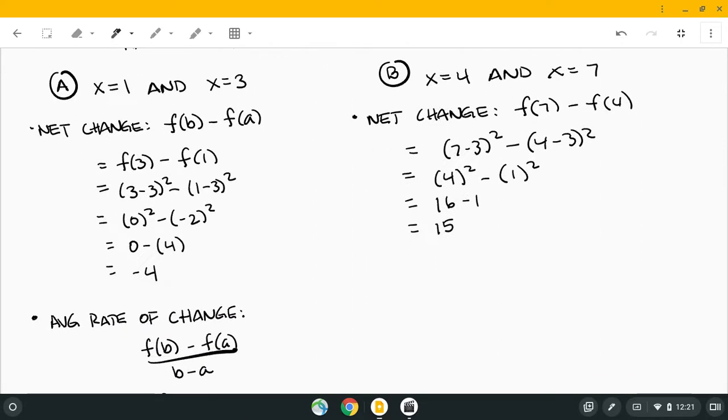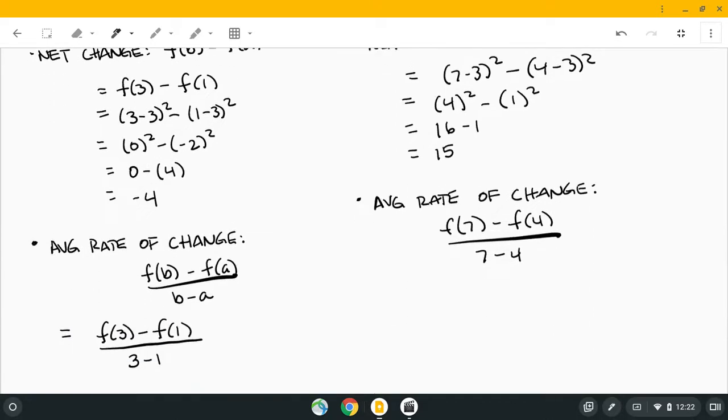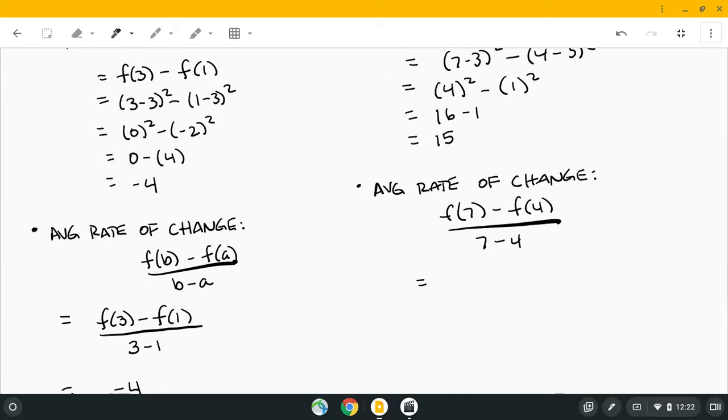Okay, so average rate of change. Let's do that one. Okay, so here we are going to do f of 7 minus f of 4 all over 7 minus 4. F of 7 minus f of 4 is our net change, so it's 15. 7 minus 4 is 3. So we get 5. Okay.